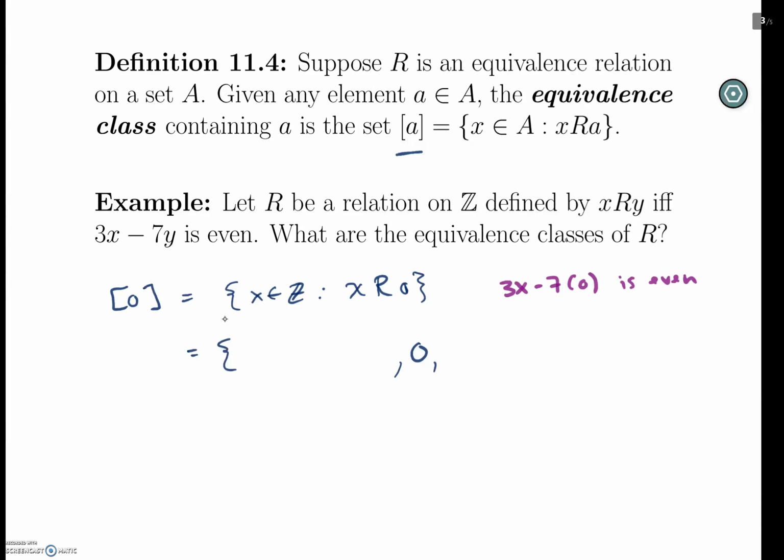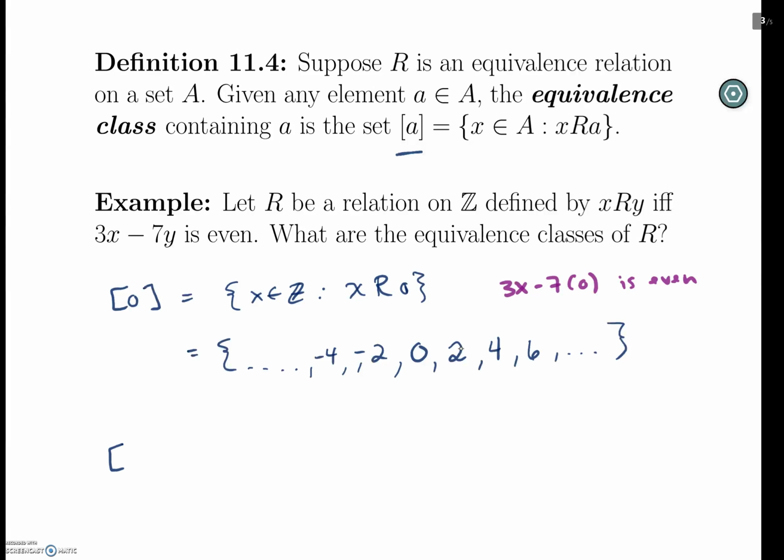No, because 3 times 1 would be 3, and that would be odd. But when we choose 2, 3 times 2 would be 6, minus 0, would be even. As we continue testing numbers, we would see that 4, 6, all the even numbers seem to be working. And in fact, if we start testing negative values, we find that all the negative even integers also work. So 0 is one equivalence class.